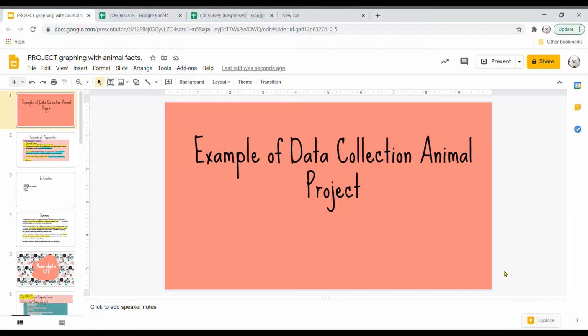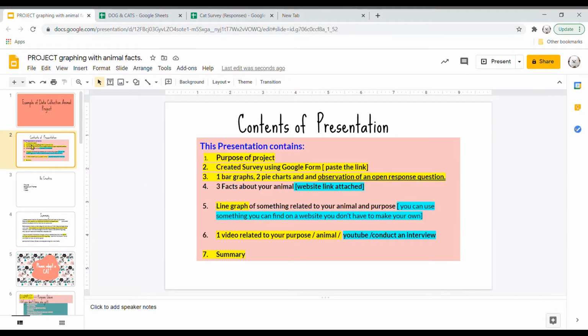This is an example of our data collection animal project. The contents of your project must contain the purpose of the project, your created survey, one bar graph, two pie charts, and the observation you made from the open response questions from the survey.